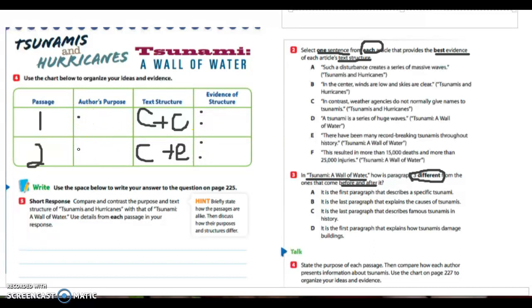You may also work together to answer questions 2 and 3. Your short response of question number 5 will be for homework tonight. Please complete question number 5 short response for homework. Remember to use your context clues and your clue words when finding evidence of structure and author's purpose.